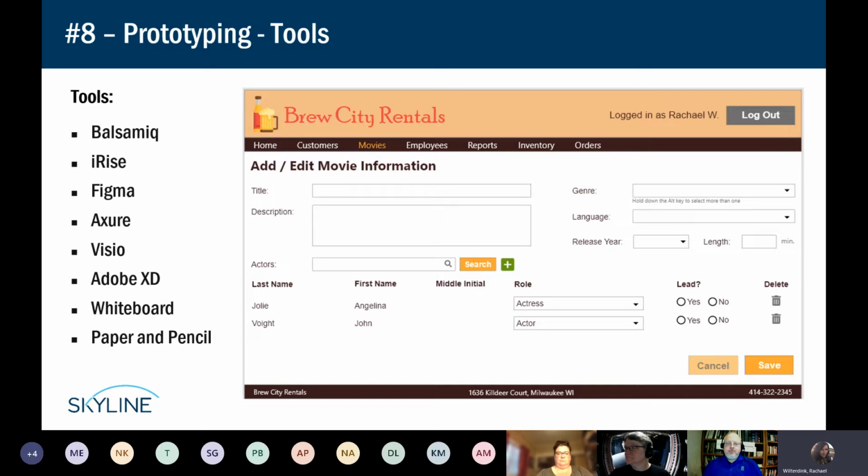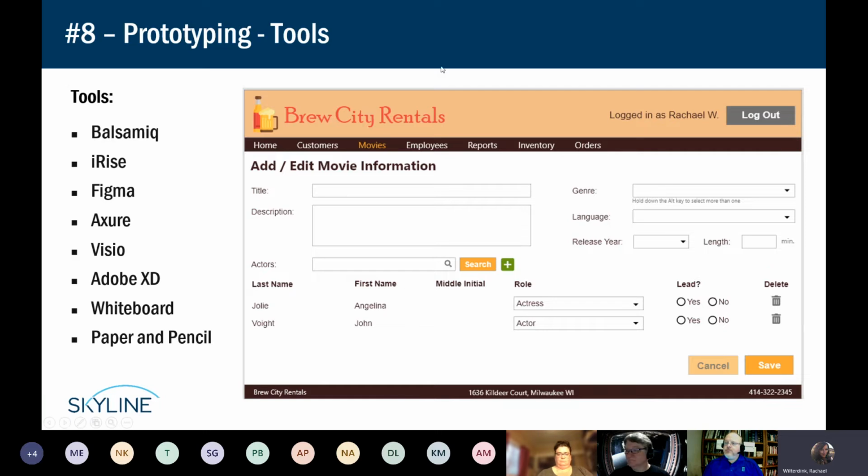So there are, again, many tools for prototyping besides the ones at the bottom: paper, pencil, whiteboard. Balsamiq is a really quick and easy one, pretty cheap. iRise is expensive, high-end, high learning curve. Figma is one that my UX designer on the project I'm on right now uses. Axure is one that we at Skyline use as our tool of choice. You could use Visio, there's nothing that says you can't use Visio. Everybody's probably got it, or most people have it if you're an analyst. Adobe XD is one that I recently came into contact with that I love. So there's lots of options out there. There's probably many, many others.